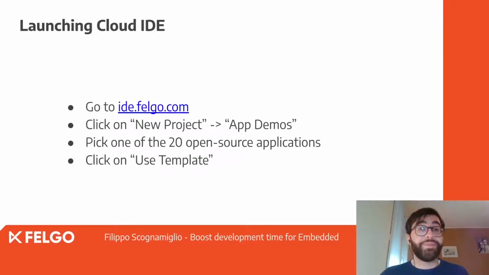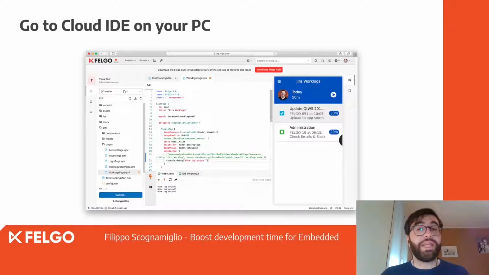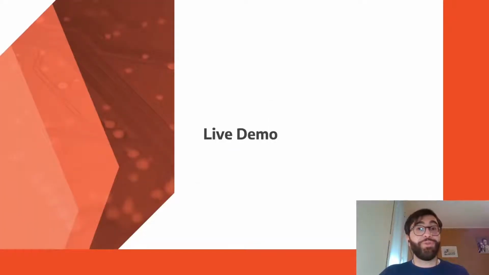And that's it. So now you can go back to your desktop, your mom's laptop, whatever. No need to have any Qt or any kind of dependency installed. And you can go to ide.felgo.com, new project, import an app demo, pick one of the 20 open source applications that Felgo provides or start fresh and click on use template. You will find a user interface which is almost like that. And we're going to see it live in a second. So why don't we try everything live?